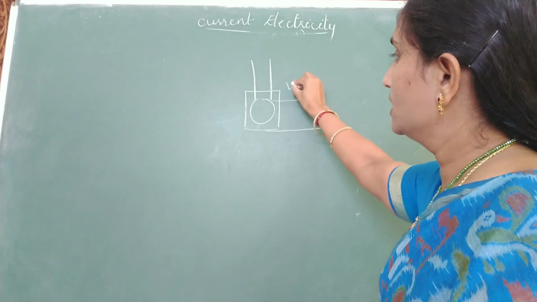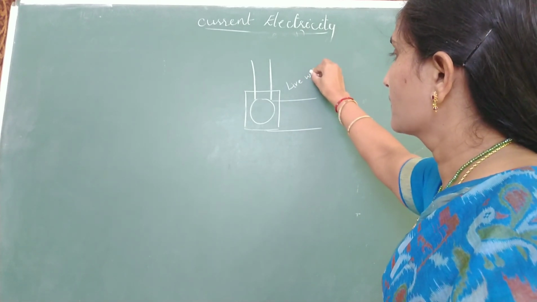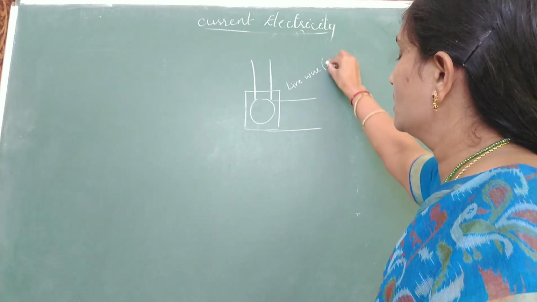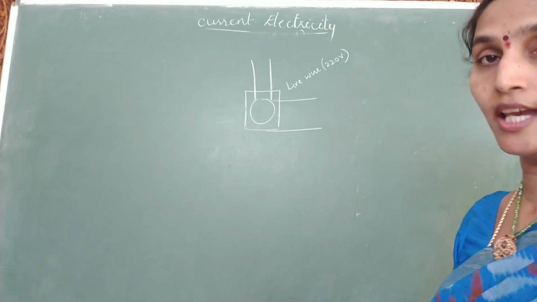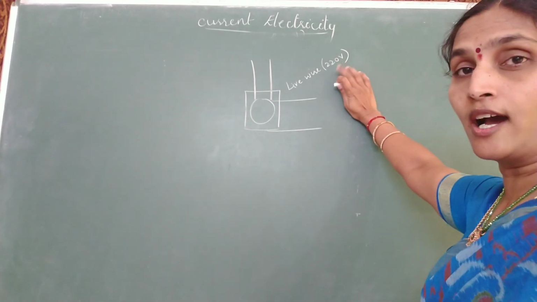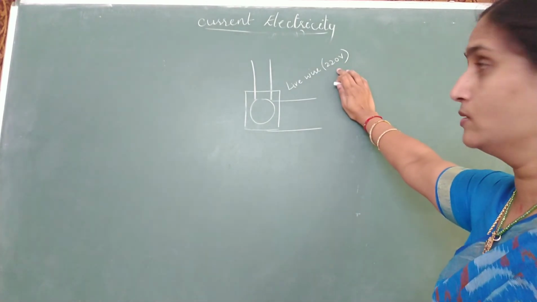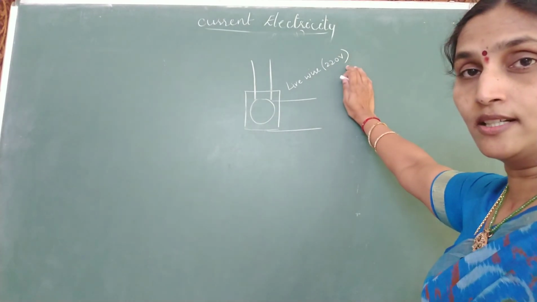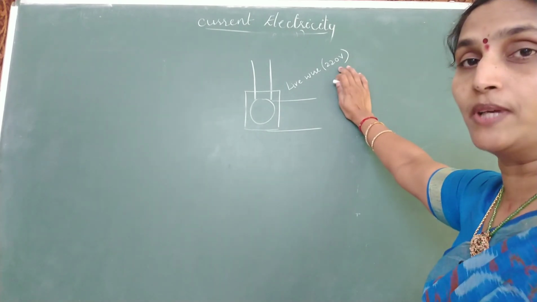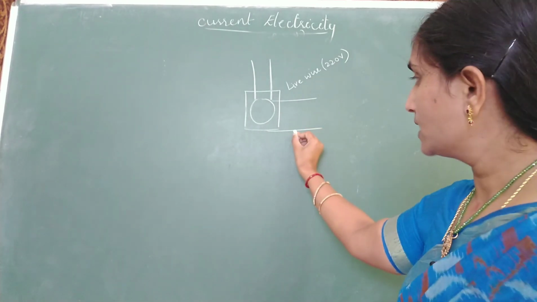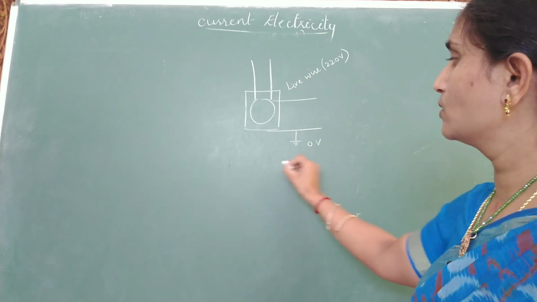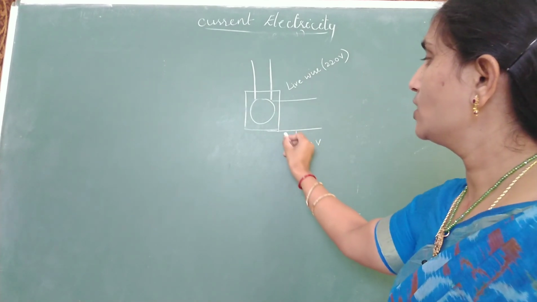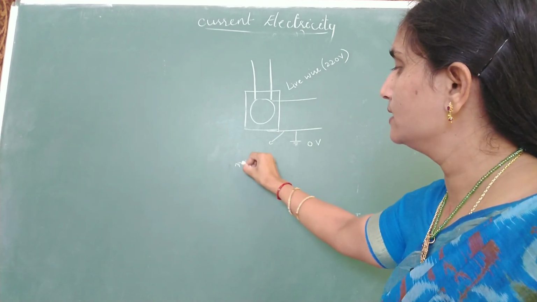One is called a live wire, which is at a voltage of 220 volts. In India we will be using about 220 volts AC, but this 220 is the RMS value, root mean square value. We will discuss ACs later. So for the time being, you remember it as root mean square value. And the other line is earth, which is at 0 volts, and we call this neutral.